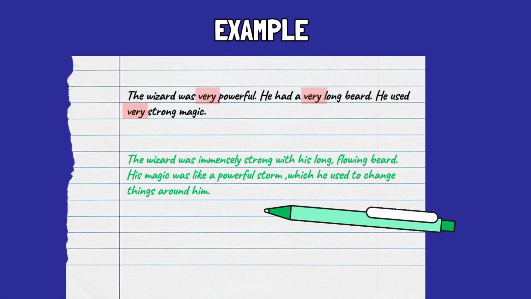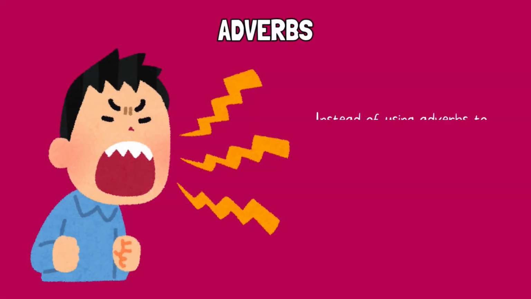The excessive use of very dilutes the impact of the descriptions. Commonly overused words in novels include very, really, just, suddenly, and always. While they might seem harmless, they can accumulate to hinder the overall quality of your writing. Another thing to look out for is adverbs.